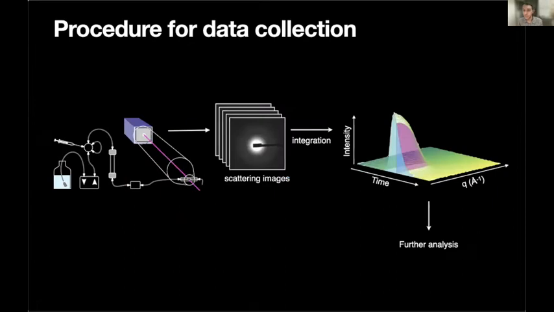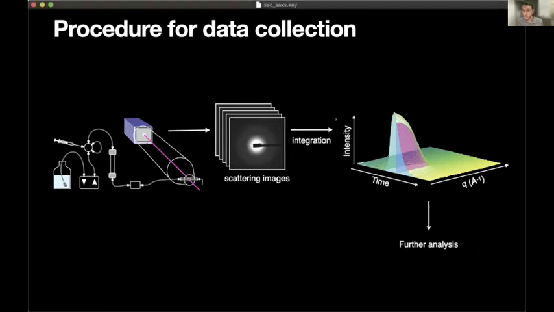And then the procedure for data collection is also pretty simple. You just frame the SAXS detector continuously while you're eluting, and you collect these three-dimensional data sets that I showed before, so intensity versus time versus Q. And then the next step is to analyze that data.